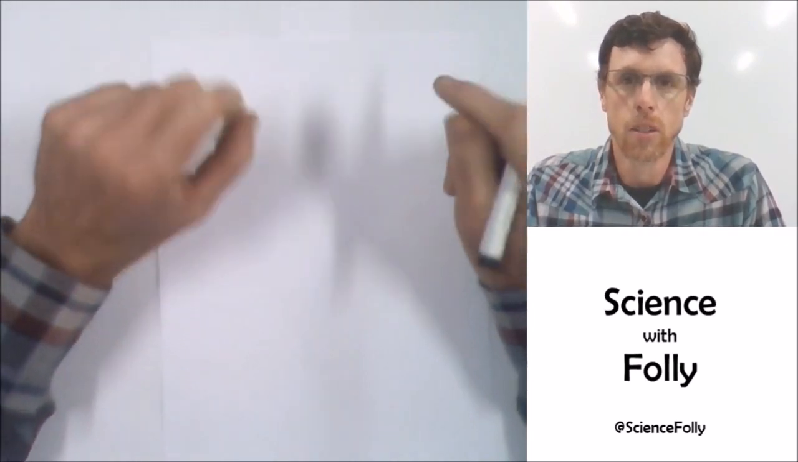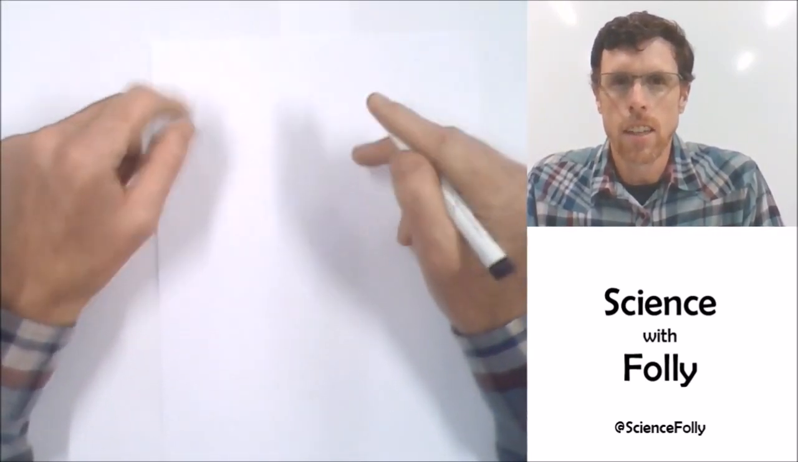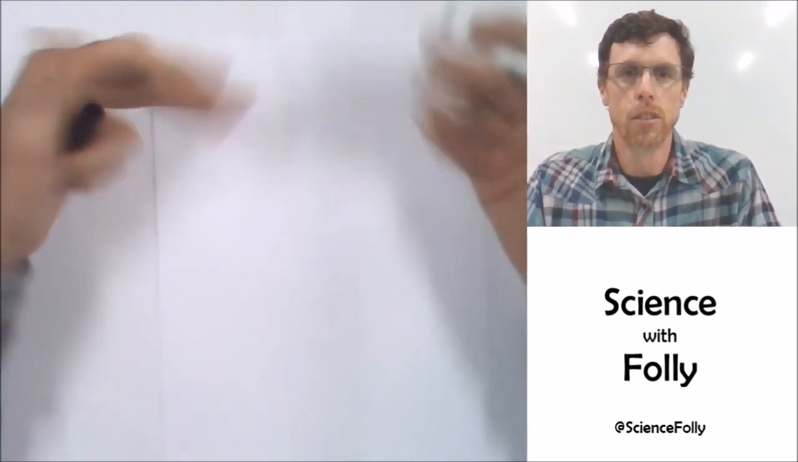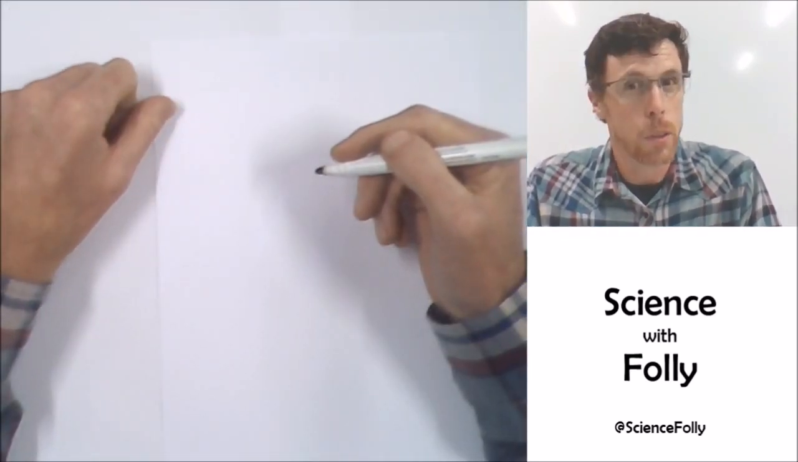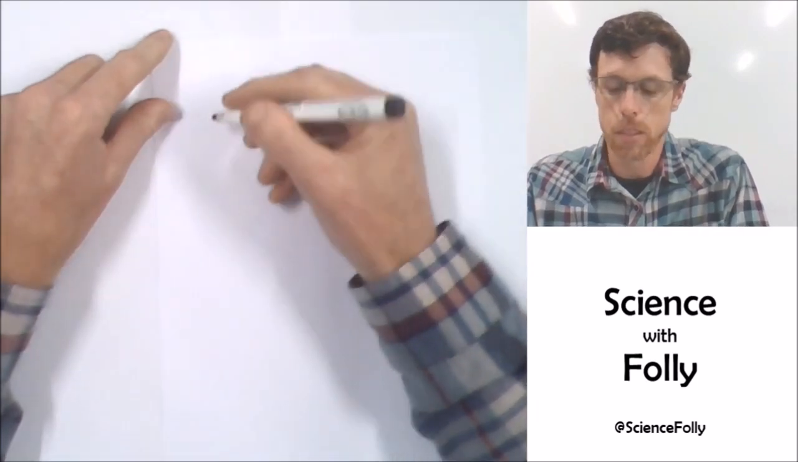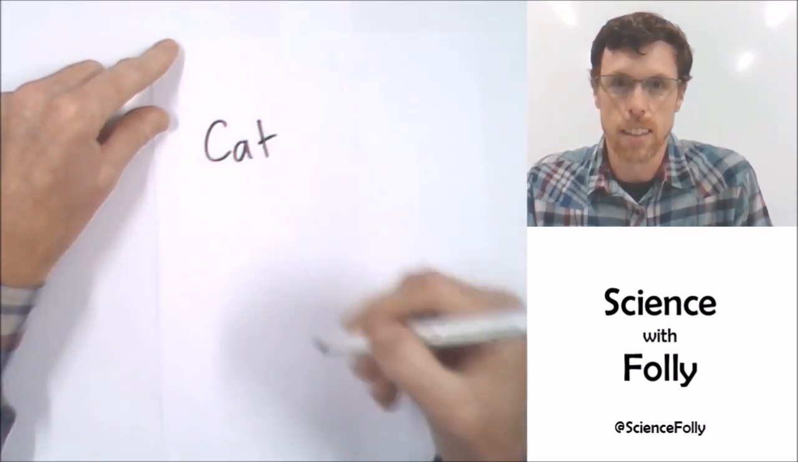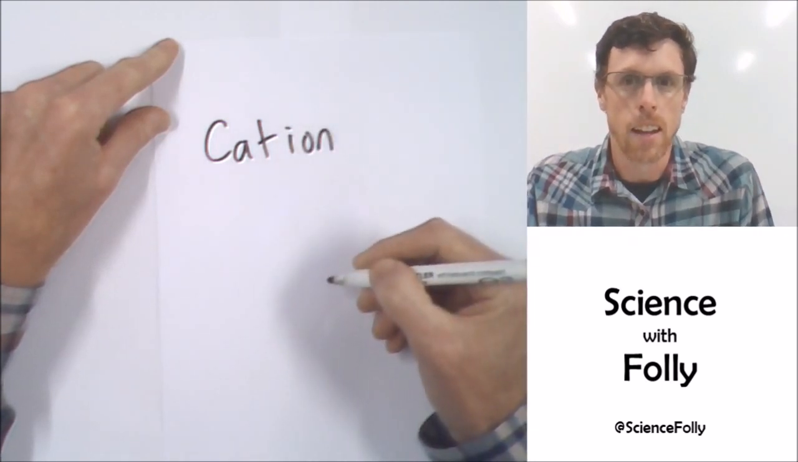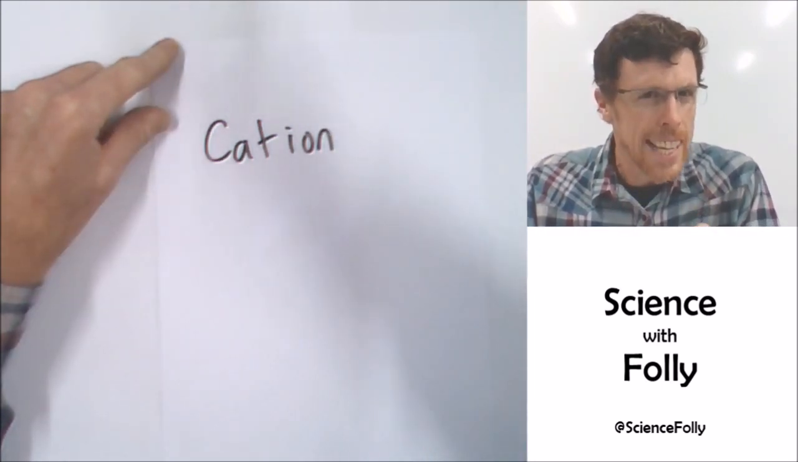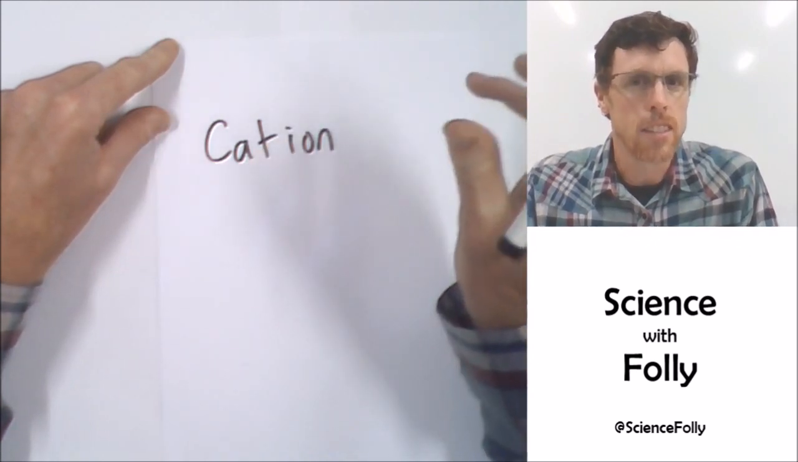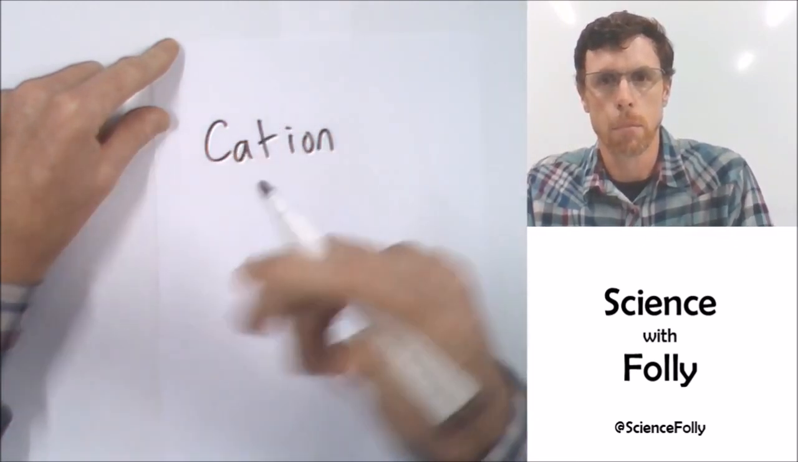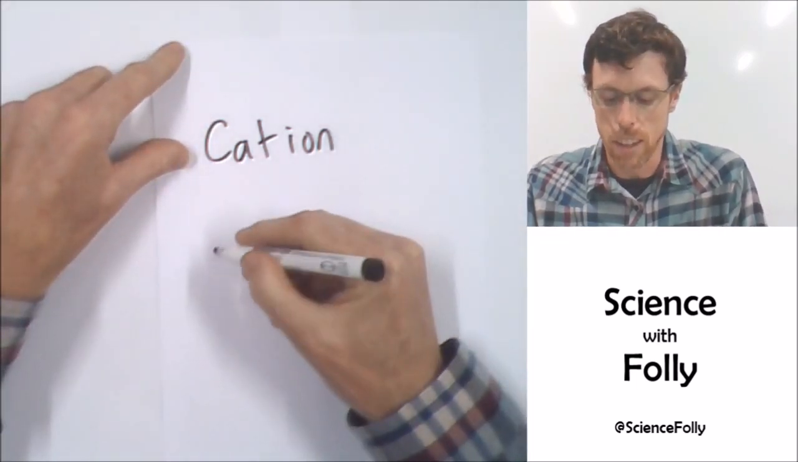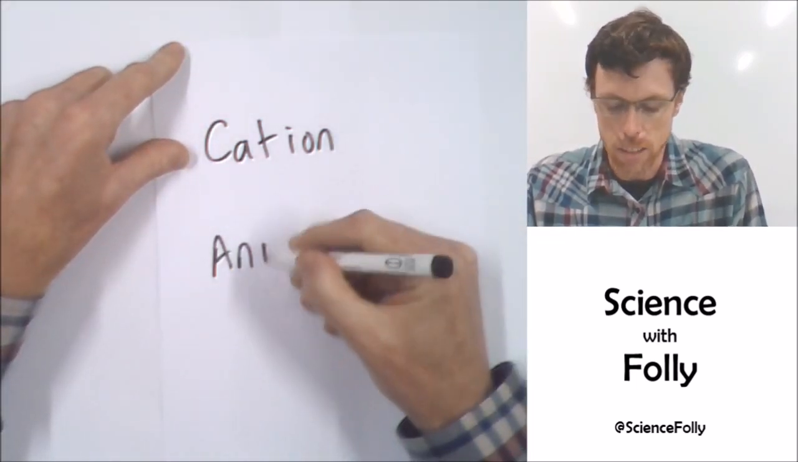Now, an ion that loses electrons ends up with more protons than electrons, and so therefore it has an overall positive charge. What do we call these things? We call a positive ion a cation ion. An atom that gains electrons has more electrons than protons, and so this has an overall negative charge, and we call these ions anions.